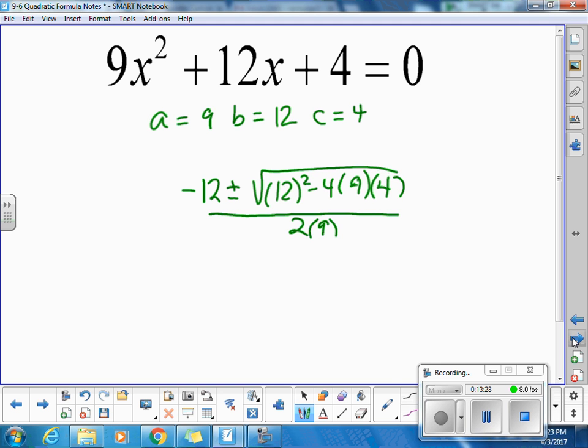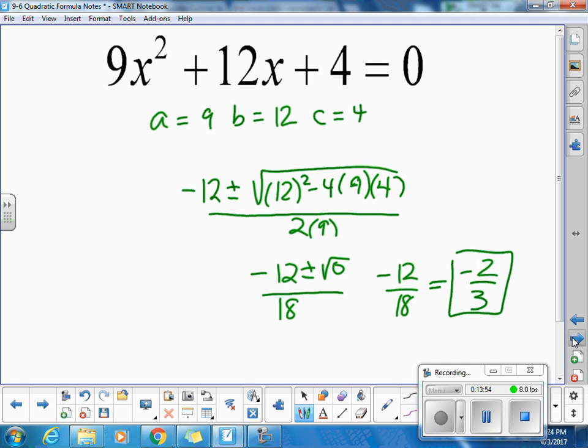Let's see, that'd be 144 minus 144. So I get negative 12 plus or minus the square root of 0 over 18. Well, the square root of 0 is just 0, so I don't have to do plus and minus because it would be the same. So you just have negative 12 over 18, which reduces to negative 2 over 3. So in this case, we just have one answer.